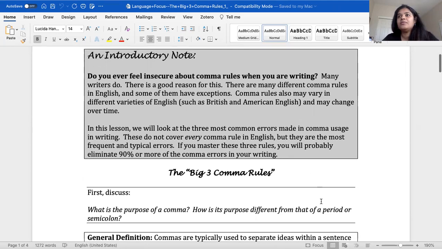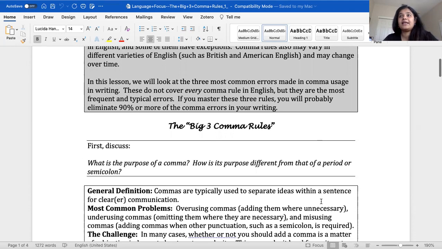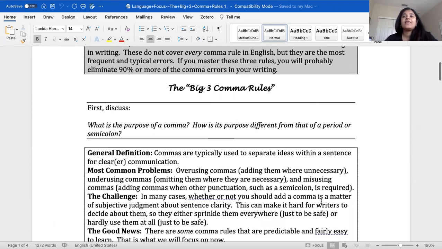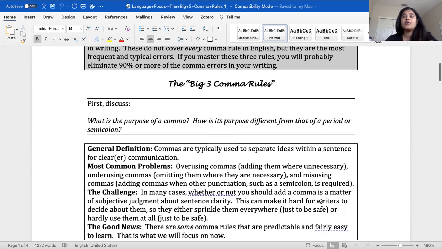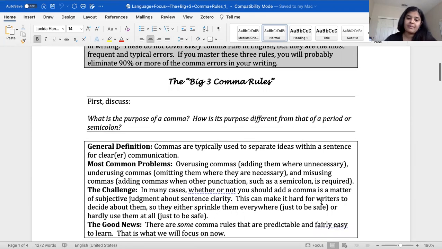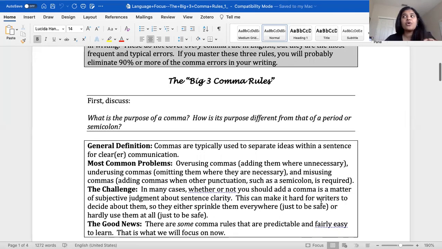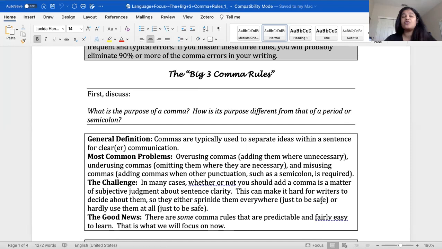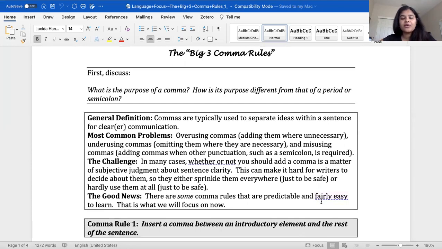Okay, so first, let's talk about the purpose of a comma. How is its purpose different from that of a period or a semicolon? So you should know the difference between a comma, a semicolon, and a period. And once you think you know the difference, then we should go ahead, okay? So general definition: commas are typically used to separate ideas within a sentence for clear communication.